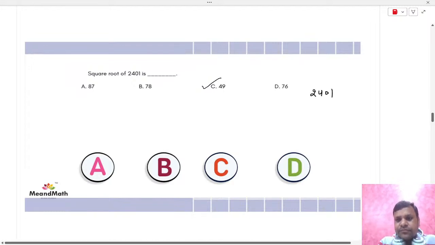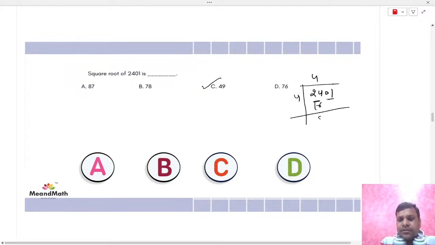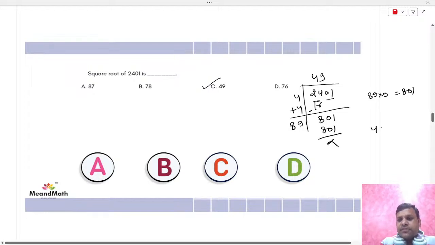2401. Pair. 24 first pair, 01 second pair. 4 4 is 16. Subtract, after subtraction it is 8. Next pair 01. 4 plus 4 is 8, now you have to write 9, so 89 into 9 is 801. So the remainder is 0, so the answer is 49.